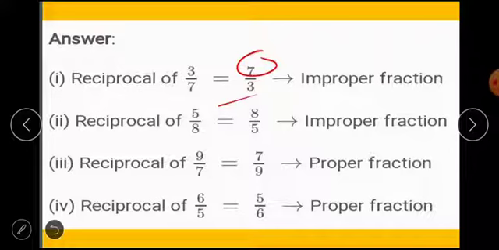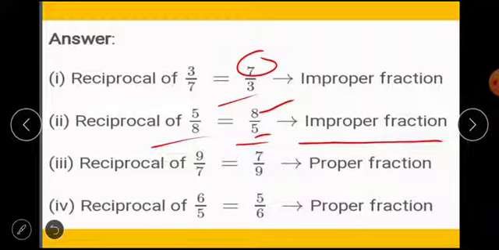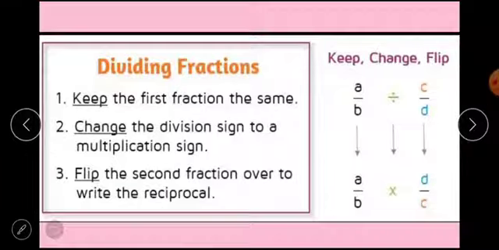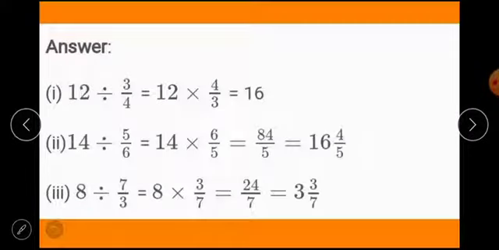In the second case, if you take the reciprocal of 5 upon 8, you will get 8 upon 5, and this is also an improper fraction, because here also the numerator is greater than the denominator. 8 is greater than 5, so it is an improper fraction. And in the next question, if you take the reciprocal of 9 upon 7, you will get 7 upon 9, and this is a proper fraction. Why? Because here the numerator is less than the denominator: 7 is less than 9. As we discussed about proper fraction, improper fraction and mixed fraction, you can write your answer, what kind of number you are getting.